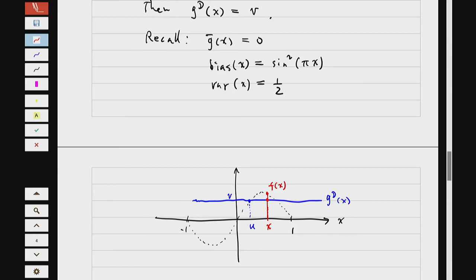And this g_D is a random thing. Why? Because it depends on where u is. This training data point is randomly chosen between -1 and 1. u can be here, u can be there. So you can imagine this g_D fluctuates as a horizontal line, sometimes higher, sometimes lower. g bar equals 0 means the average of all of these horizontal lines is right here on the x-axis, which makes sense.